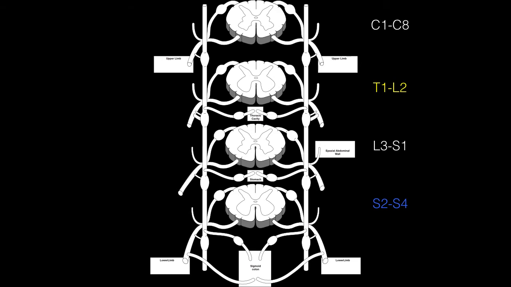And then S2, S3, S4, coming off of the ventral rami, we see that parasympathetic splanchnic nerve going to the sigmoid colon. We can see there's two splanchnic nerves. One comes off the sympathetic trunk, so that's our sympathetic splanchnic. One comes off the ventral ramus, so that's our parasympathetic splanchnic.